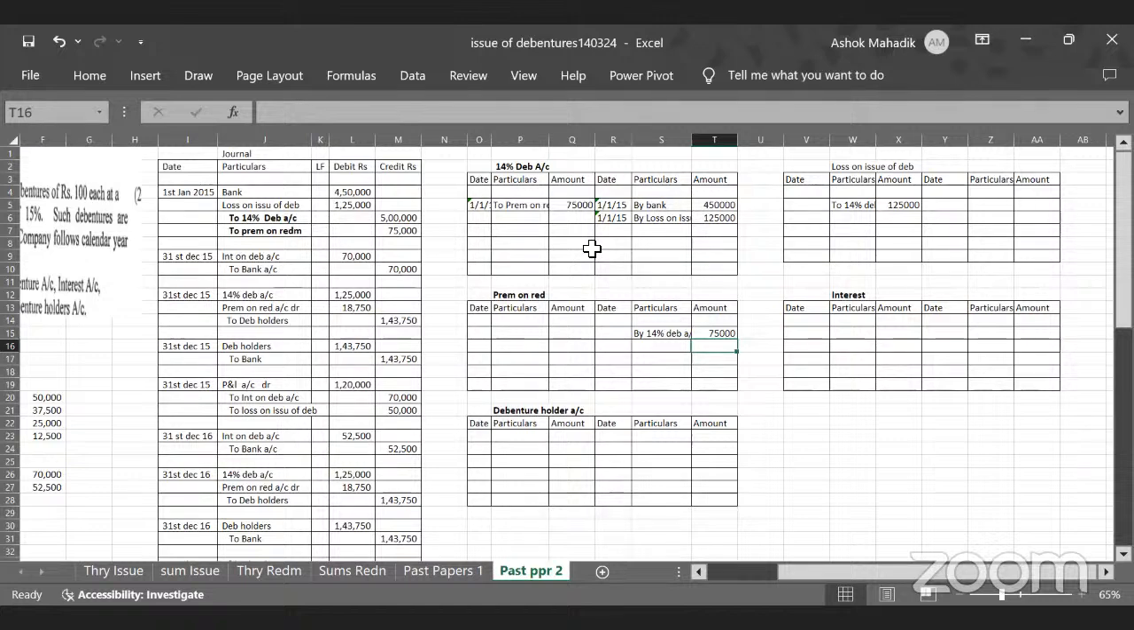Since we haven't prepared that account, we don't need to post that. Okay, just a minute. In those respective accounts, the amount which appears or is written against them should only be posted. Don't bother about the other values. Okay, clear?